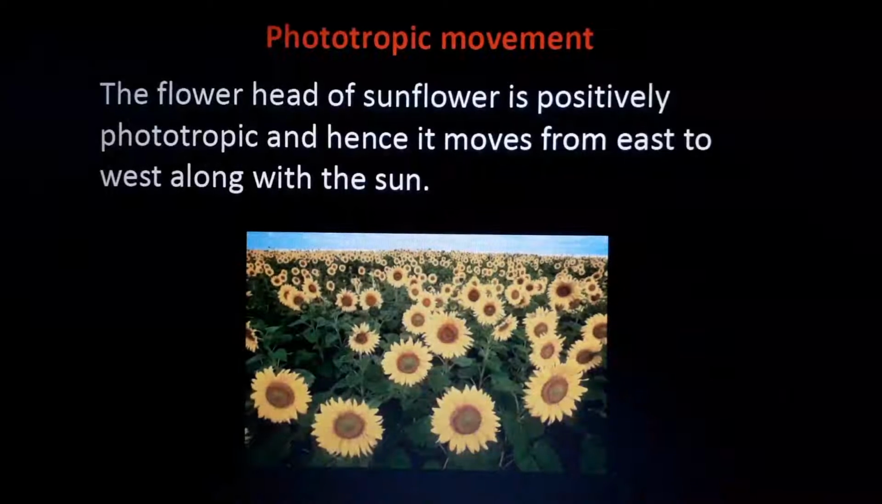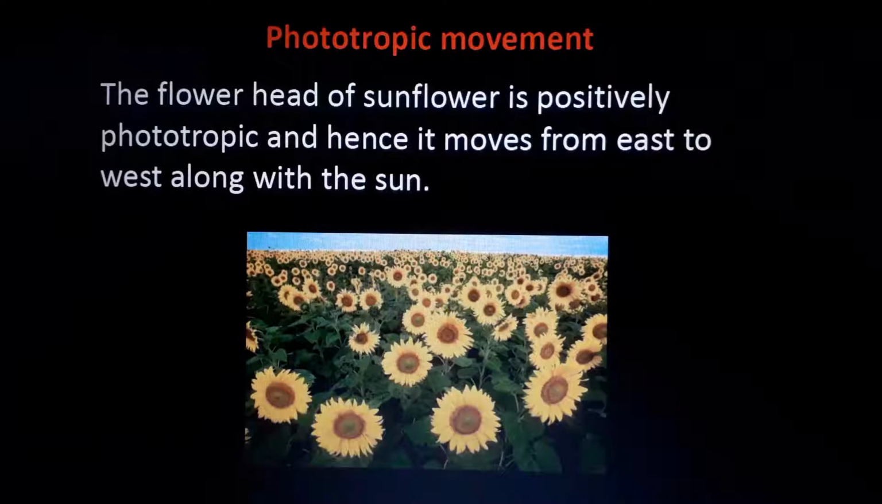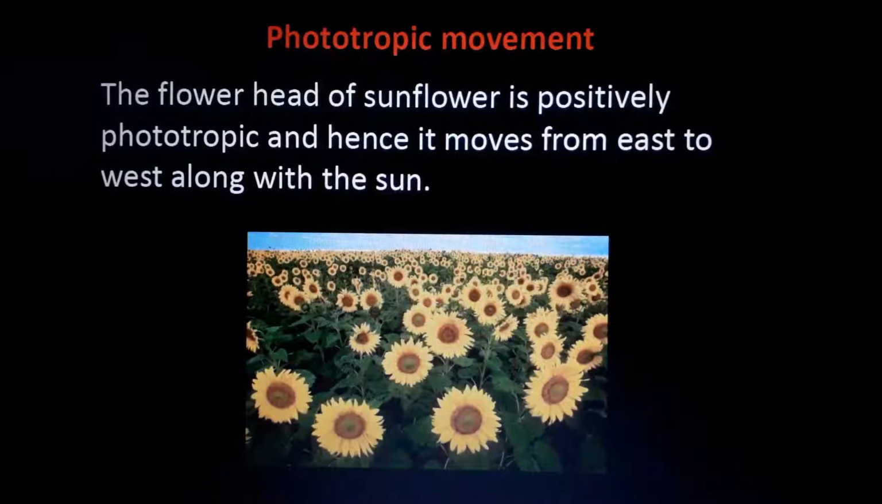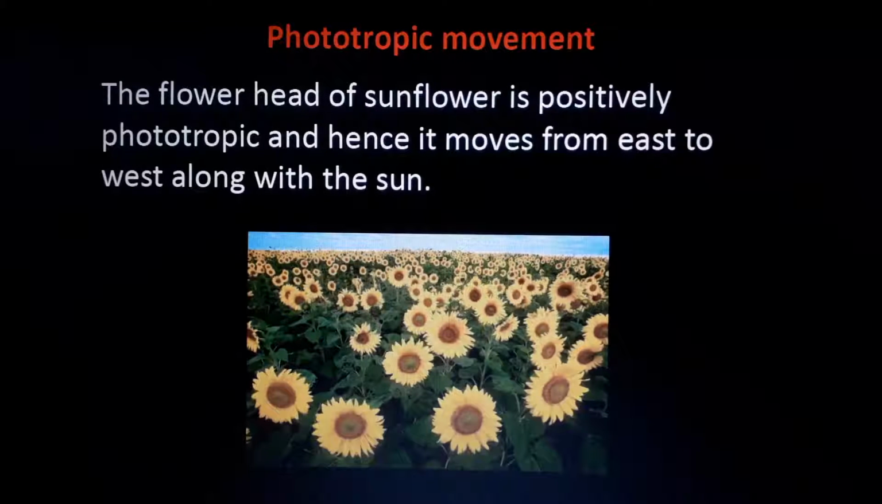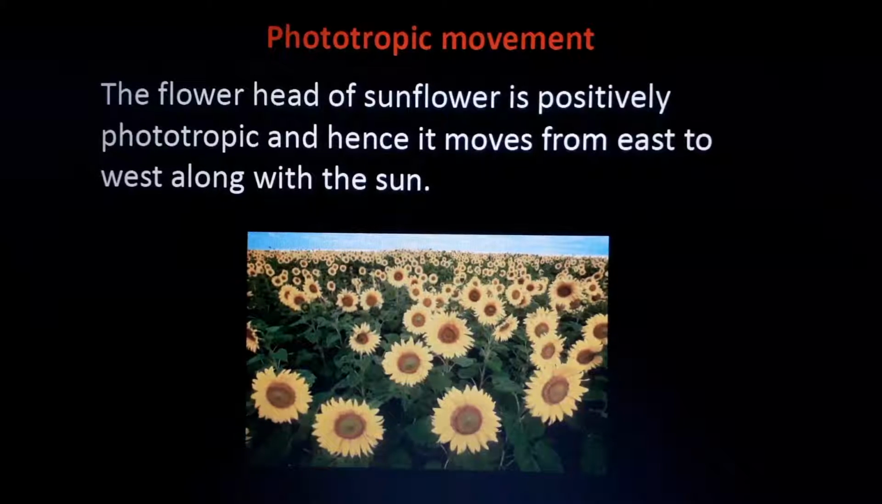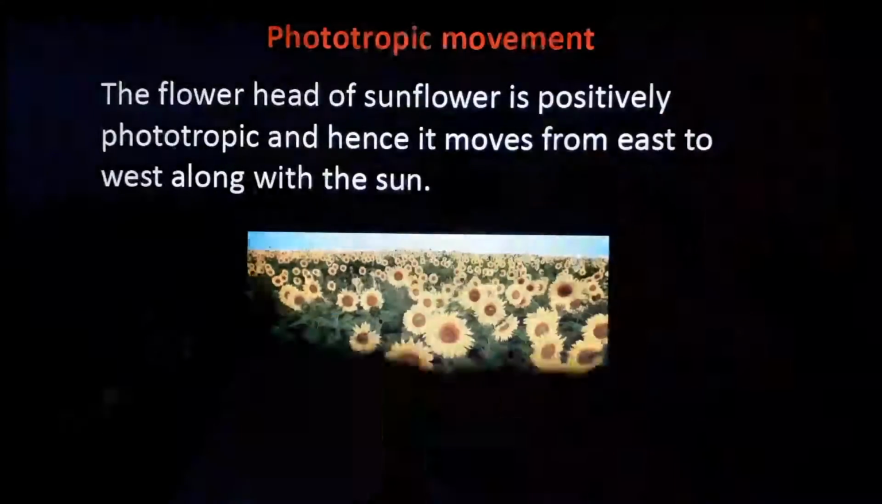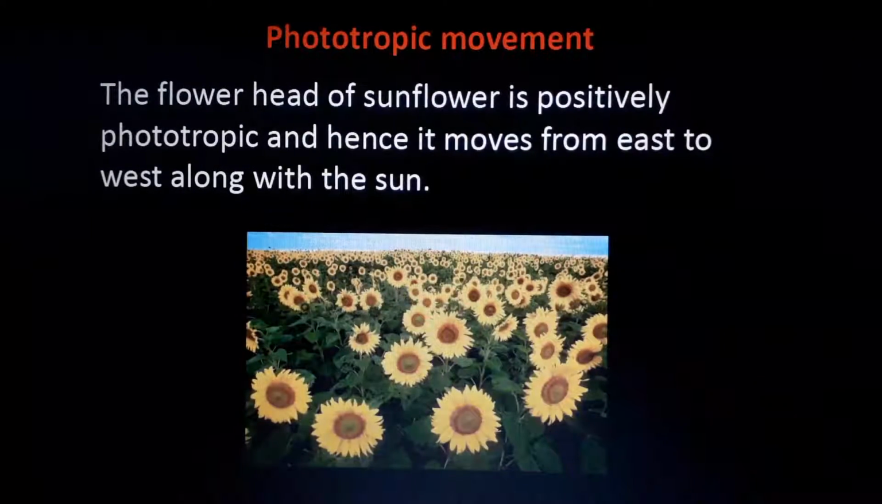See, the flower head of the sunflower is positively phototropic, and hence it moves from east to west along with the sun. The flower head, understand? Why is it called a sunflower? Because wherever the sun is, the flower will point in that direction. That's why it is called sunflower. In the morning it will point to the east side, in the evening it will point to the west side. It will bend. Understand? That's why it is called sunflower.